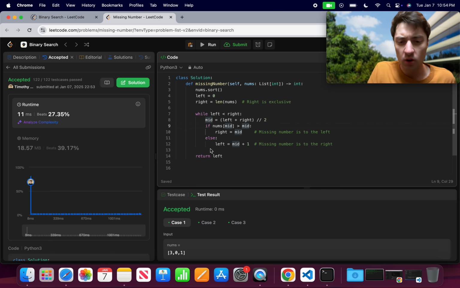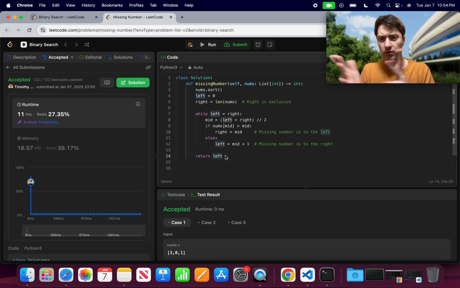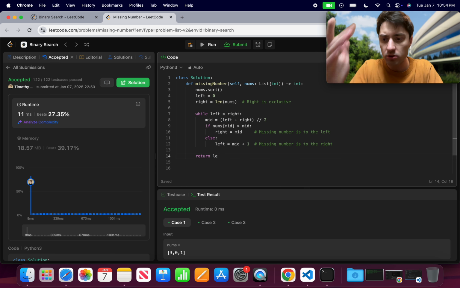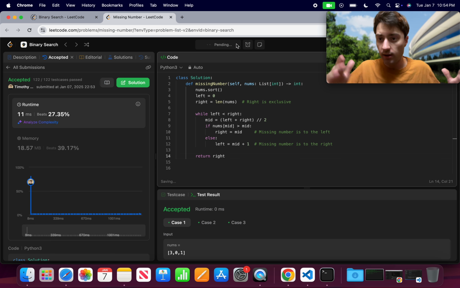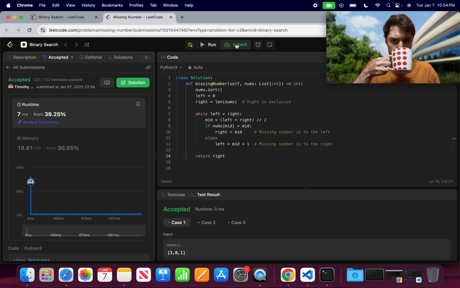And then, furthermore, how can we just return left? I get that left and right are indices, and we are moving these indices back and forth, but how do we know that left is the correct one to put? Why can't I do right? Because we're also moving right. Let's submit it and see what happens. Okay, so we can do right.